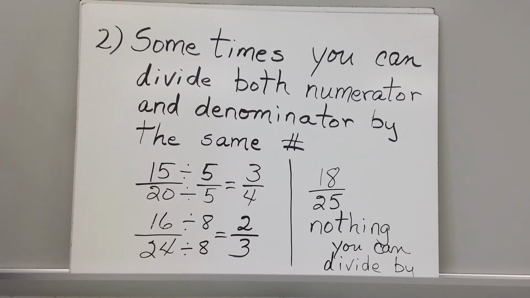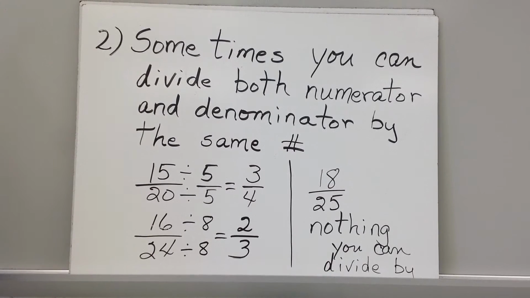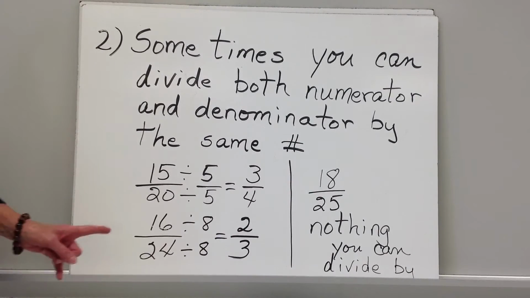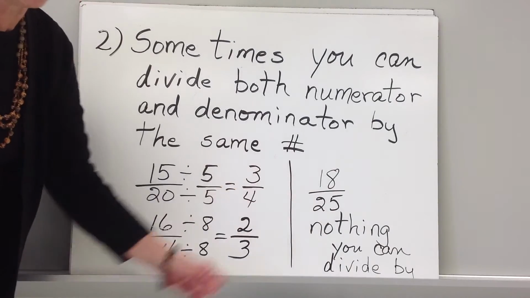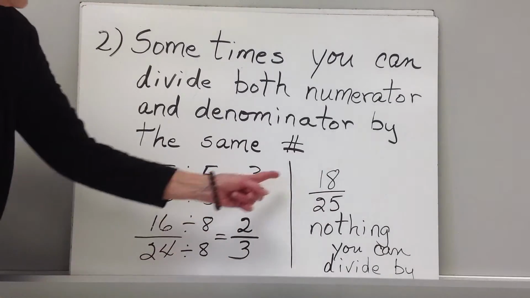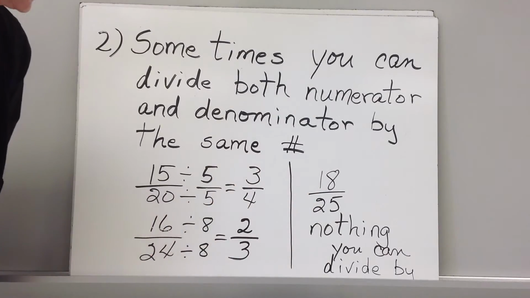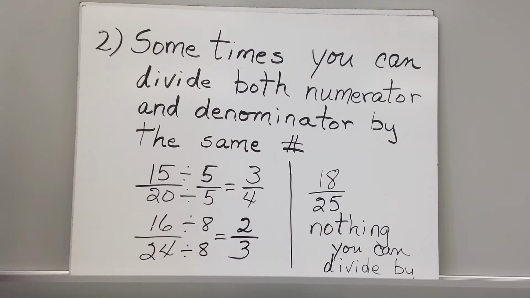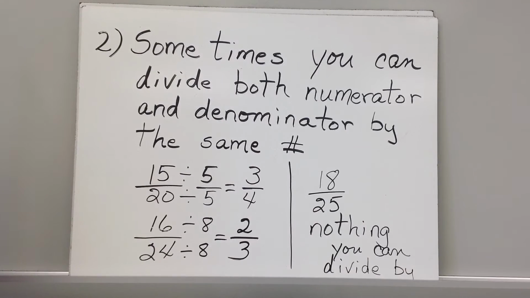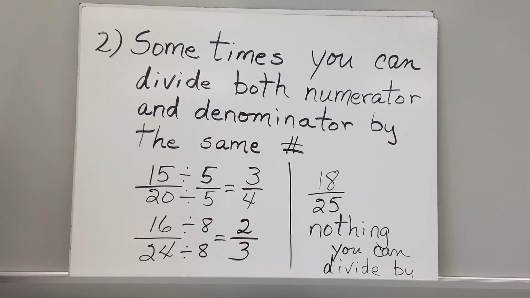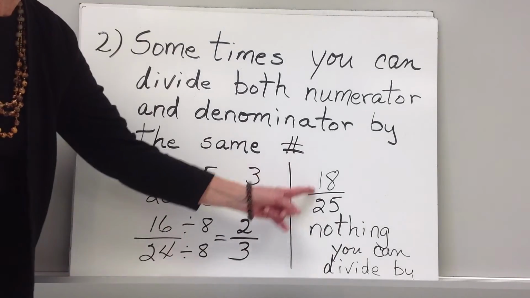We've said that you can always multiply the numerator and denominator by the same number, but you can't always divide them by the same number. If you look at 18 and 25 in the fraction 18 over 25, there is nothing you can divide both of those numbers by. Therefore, you could not get an equivalent fraction by division here.